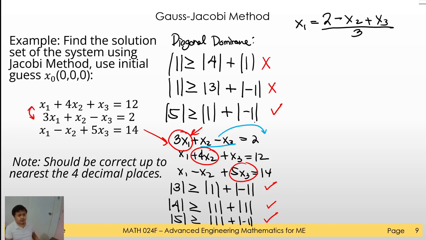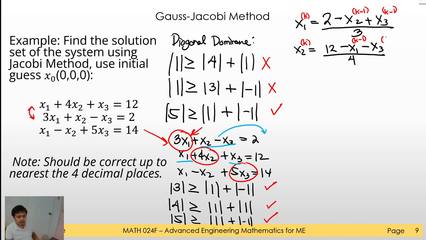So this is the present approximation, and this should be the previous approximation. So we should utilize this notation. And then for x2, we have this. x2 is equal to 12, and then transpose this to the other side. So we have negative x1, negative x3, and then divide this by 4. So this is the present approximation, and this should be the previous approximation.